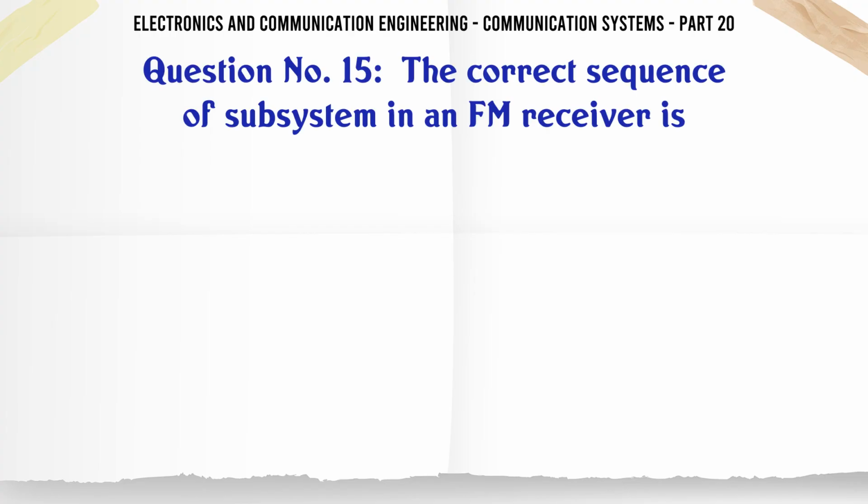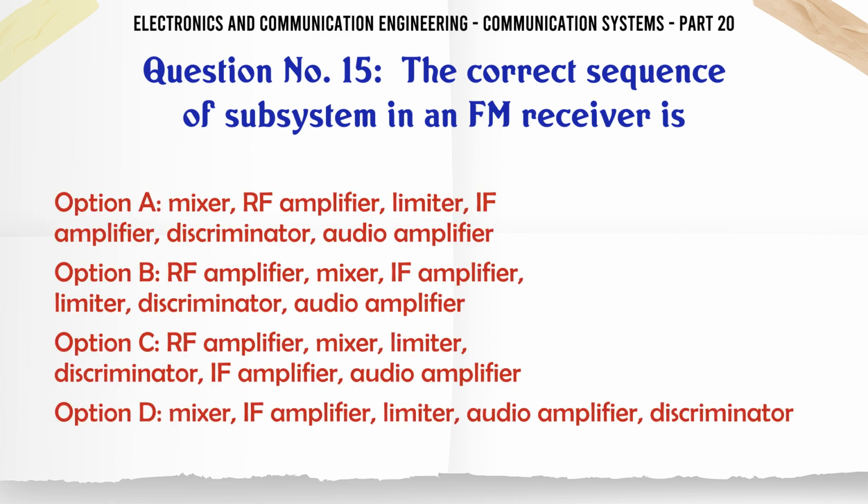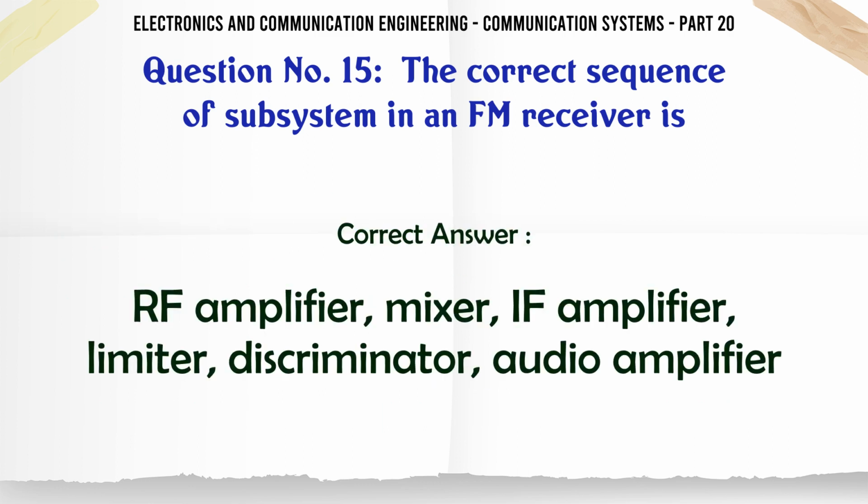The correct sequence of subsystems in an FM receiver is: A, mixer, RF amplifier, limiter, IF amplifier, discriminator, audio amplifier. B, RF amplifier, mixer, IF amplifier, limiter, discriminator, audio amplifier. C, RF amplifier, mixer, limiter, discriminator, IF amplifier, audio amplifier. D, mixer, IF amplifier, limiter, audio amplifier, discriminator. The correct answer is RF amplifier, mixer, IF amplifier, limiter, discriminator, audio amplifier.